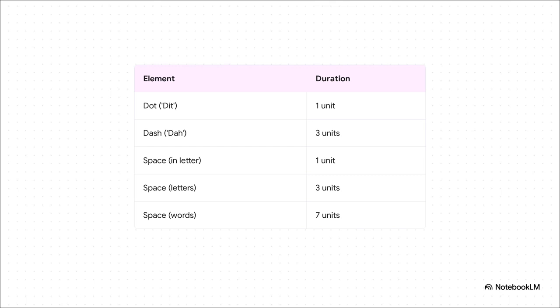See, a dit is our basic unit of time. A da is 3 times longer. But look at the gaps. The pause between sounds in the same letter is 1 unit. The pause between whole letters is 3 units. And the pause between words, a full 7 units. It's this precise rhythm, this grammar of silence, that turns a bunch of noise into an actual language.